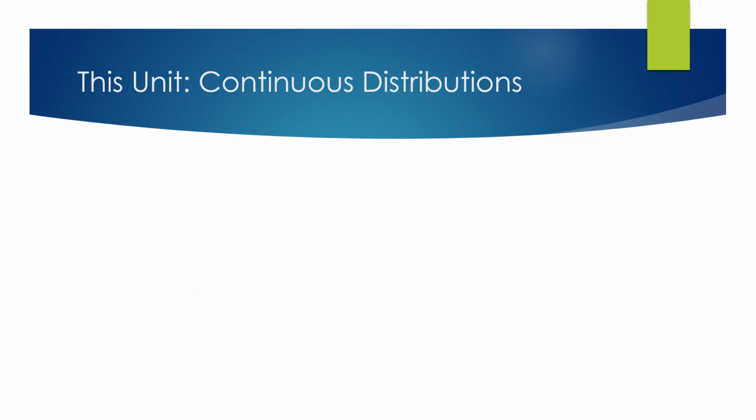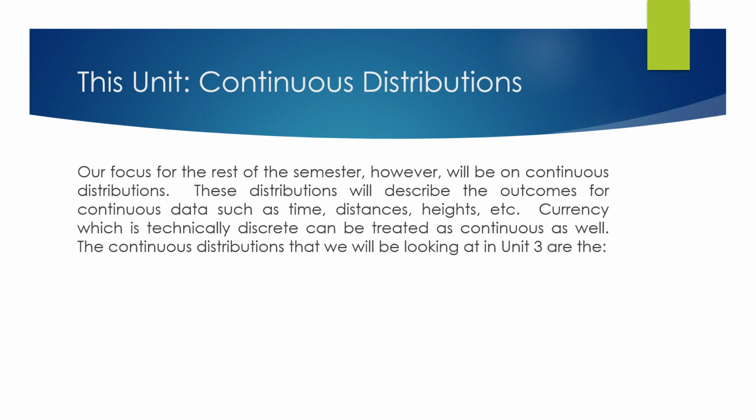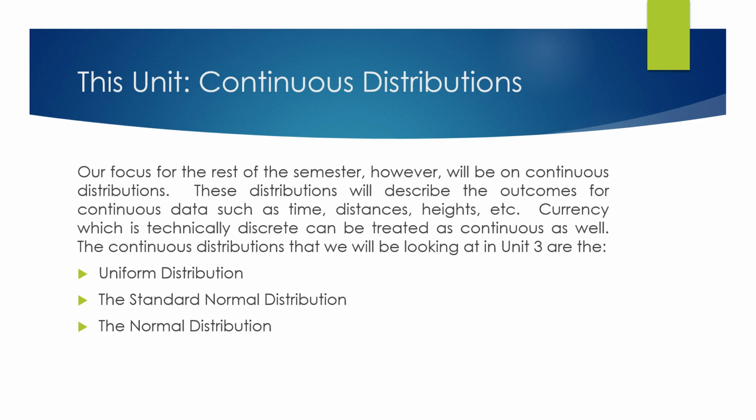So in this unit, as I said before, we are going to move into continuous distributions. The 3 that we're going to be looking at are the uniform, the standard normal, and the normal distribution. Continuous data are things where if we had more and more accurate measuring devices, we could get more and more decimal places. So times, distances, and heights are usually how we think of those, but traditionally they're values that are measured.